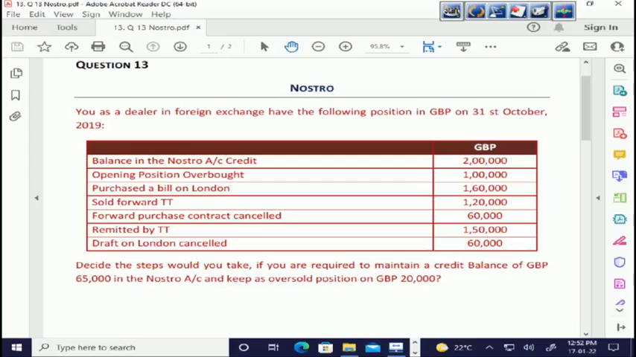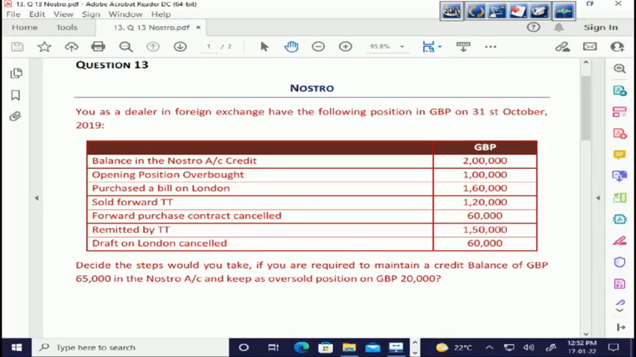Perfect. Purchased a bill on London. So a bill is purchased, that means it's a forward purchase. So when a bill is purchased, forward purchase, account will not be affected. In the Nostro account, GBP doesn't come in, doesn't go out. But since it's a purchase, therefore it's a long position. So 1,60,000 long. So we were having 1 lakh long, now we have 1,60,000 long, 2,60,000 long. Please remember, I'm doing it verbally as if it's a multiple choice going on.